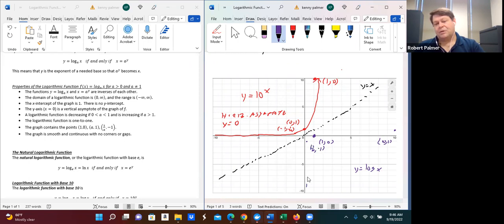And so this graph is going to be the mirror image of the red graph across this line, if I can draw it well. It is increasing, although I'm pretty flat, it is an increasing graph. And here we have a vertical asymptote at x equals 0, or on the y-axis. So these two graphs are inverses of each other. It is an increasing graph, but it increases very slowly.